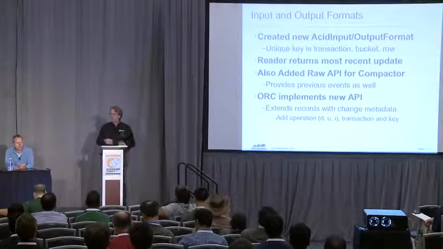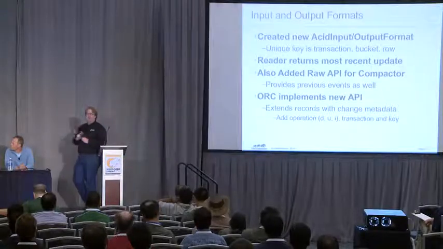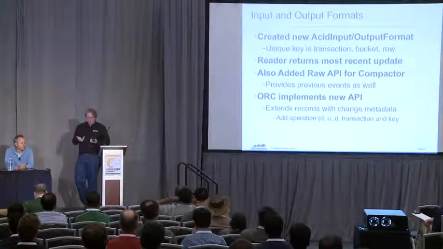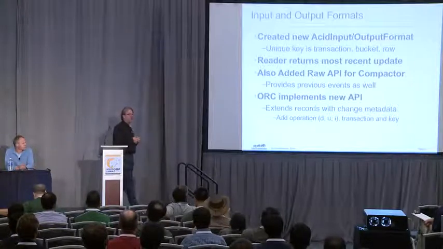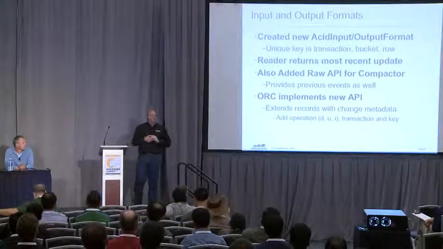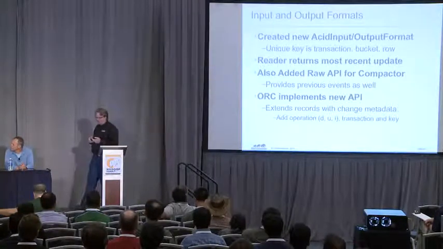And they provide us the new methods that we need. The reader by default gives you the latest update, of course. We added a raw API. The raw API gives you all the events for the compactor, so you can see everything.